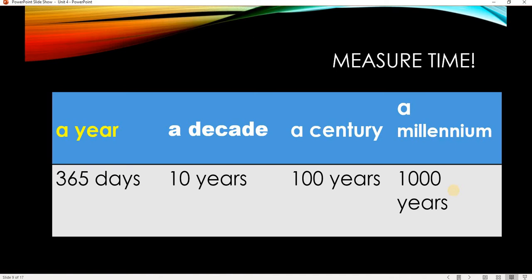So let's measure time together. A year is equal to 365 days. A decade is equal to 10 years. A century is equal to 100 years. And a millennium is equal to 1,000 years.